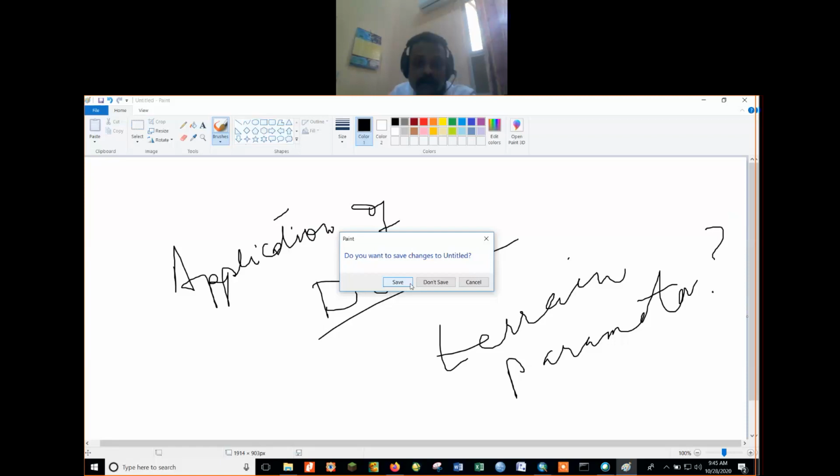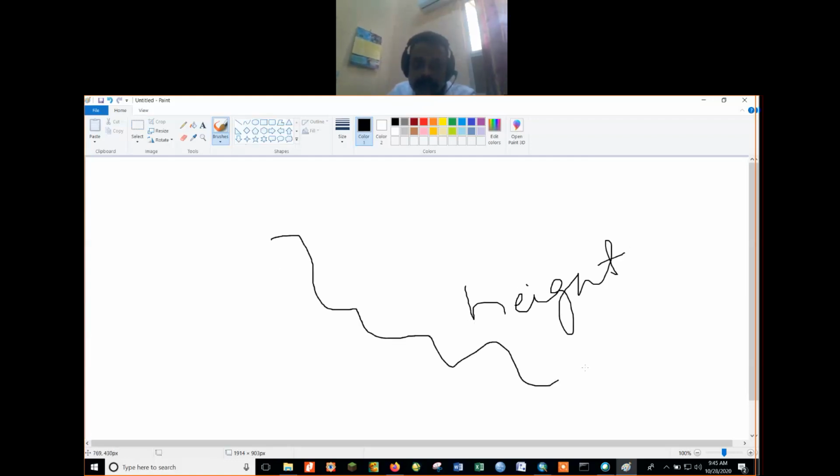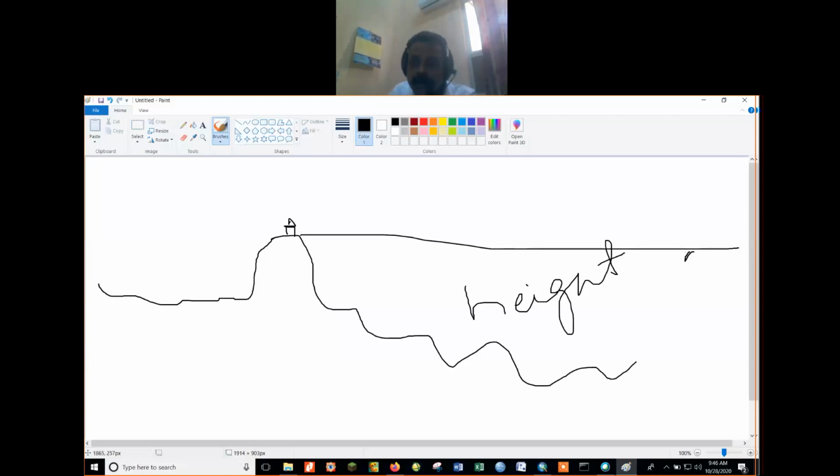You have to know about these things before we analyze a disaster situation. One is the height, H-E-I-G-H-T. Suppose this is your elevation. Here you have a house like this, and I want to know the elevation of my house from a certain datum.